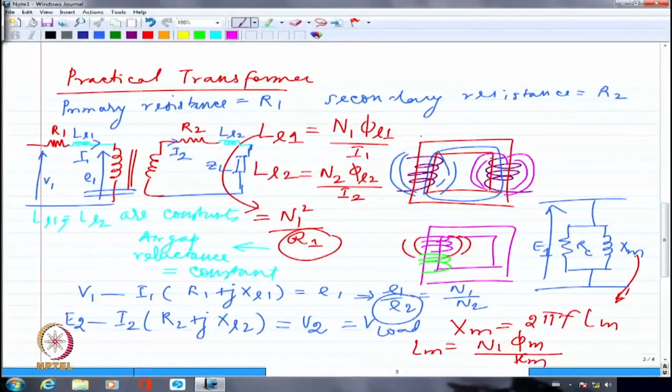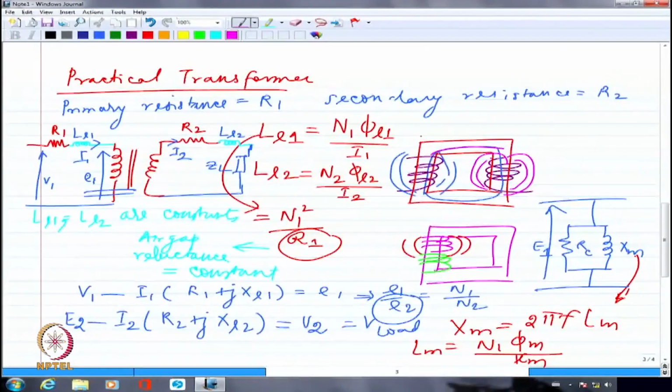You got the point that Xm is 2 pi f Lm? No. Okay. Basically, we are establishing a flux in the core. To establish a flux in the core, we need some current called magnetizing current if the permeability is not infinity. So you need some amount of current, and that current flowing through the coil wound around the core is establishing the flux. This can be represented by an inductance.